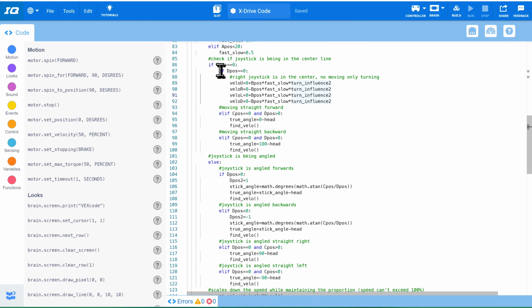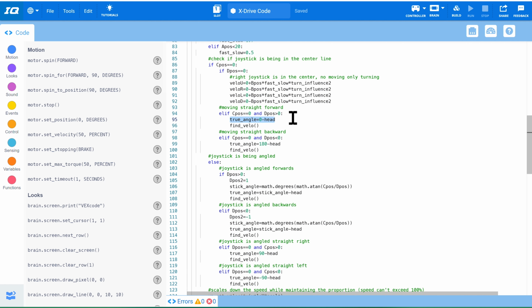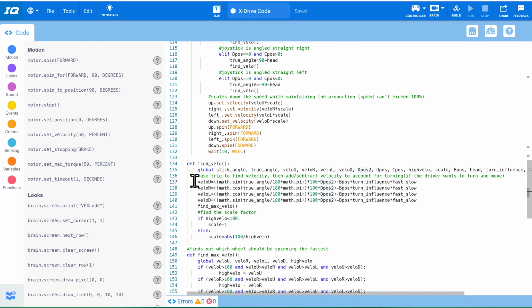In the code, the first step is to determine what direction the X-Drive is being moved towards, as each direction may require some slight modifications to the true angle, the angle the robot should move towards, with driver-oriented control being accounted for, to make sure the value of the true angle is fit for the situation. We then use some trigonometry to determine the velocity of each wheel.